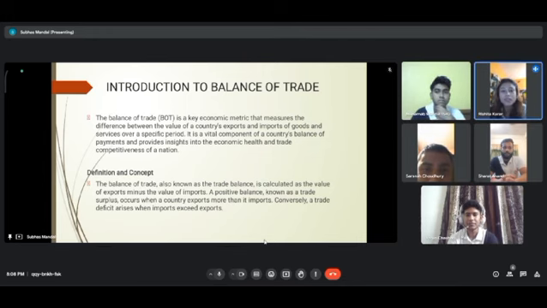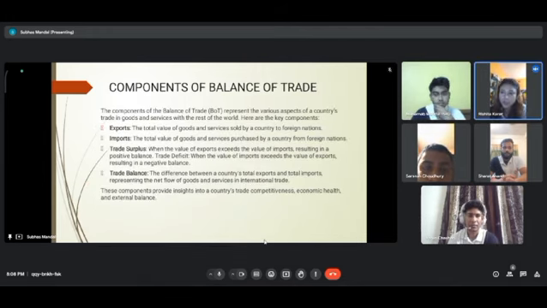Let's go to slide number 3. What are the components of balance of trade? The components of balance of trade are exports, which is the total value of goods and services sold by a country to foreign nations. The second is imports, which is the total value of goods and services which we purchase from foreign nations. Third, we have trade surplus, which is when the value of exports exceeds the value of imports, resulting in a positive balance.